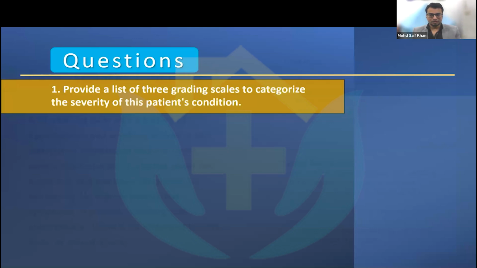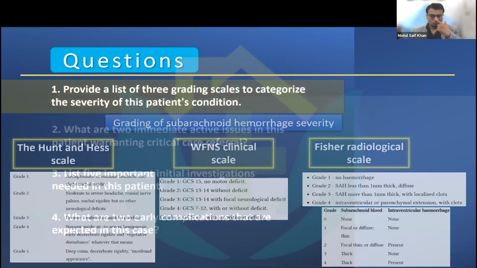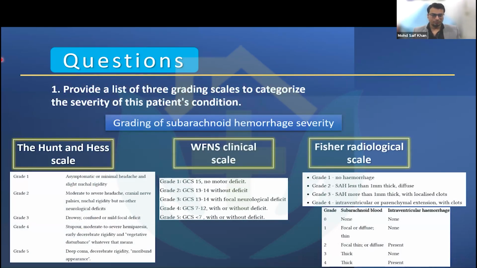And with this, questions were like this. Provide a list of 3 grading scales of subarachnoid hemorrhage. So you should know the grading scale. The clinical grading of SAH is very important to prognosticate the patient's outcome, and also to identify the complications. The risk of complications in SAH also more or less depends on the clinical grading. You know very well the Hunt and Hess, WFNS, that is World Federation of Neurological Surgeons, and Fisher's CT grading, and Fisher's modified CT grading. So there are 4 basically.